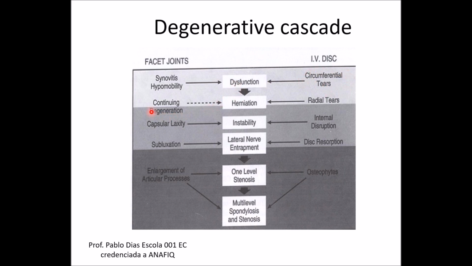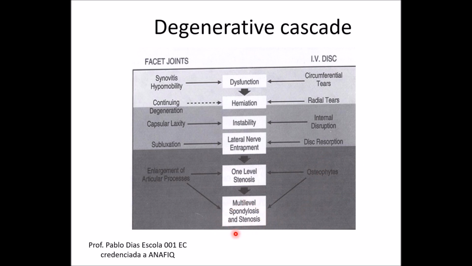And after continuing the degeneration, we'll have in the facets, and radial tears in the intervertebral disc that will go to herniation. And after, we'll find in the facet joint capsular laxity with internal disruption of the disc, diminishing the height of the disc, and bringing, with capsular laxity, instability. And then start the subluxation phases and the disc reabsorption that bring in lateral nerve entrapment. And then this gets to spoil this articulation, this joint, and the spoilment of this joint will bring one-level stenosis, getting worse with enlargement of articular processes and osteophytes. You have a multi-level spondylosis and stenosis.